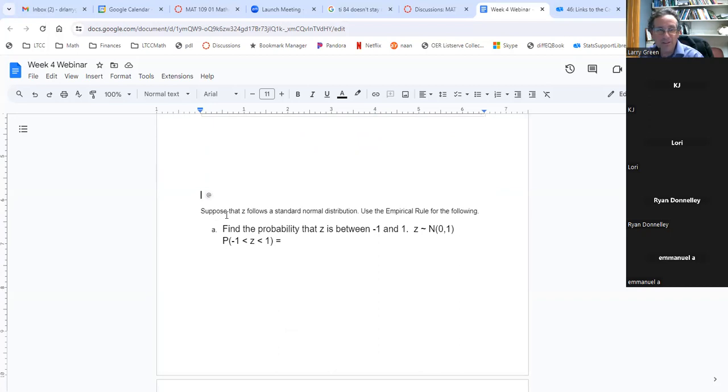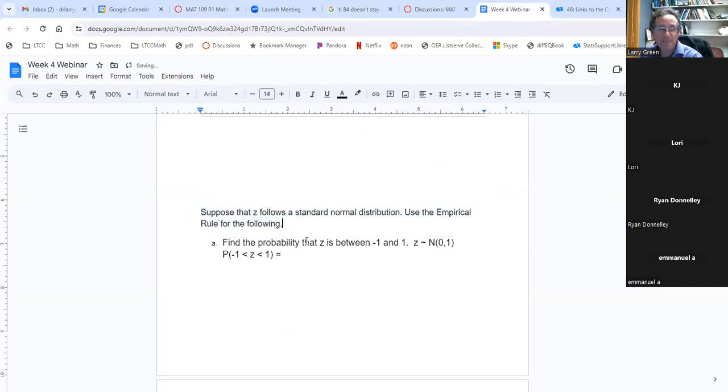So suppose that Z follows a standard normal distribution. Use the empirical rule. So part A, we're going to have a few of these to do. Find the probability that Z is between -1 and 1. So the first thing I want to let you know is the symbols. We did this with the uniform distribution or something similar. Do you remember that little symbol right there? Remember what you call that?